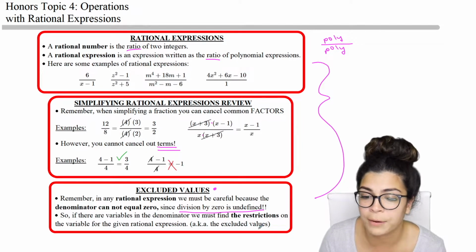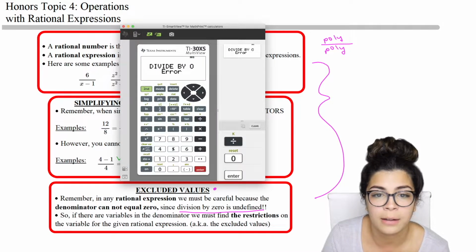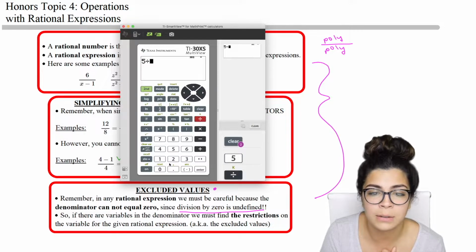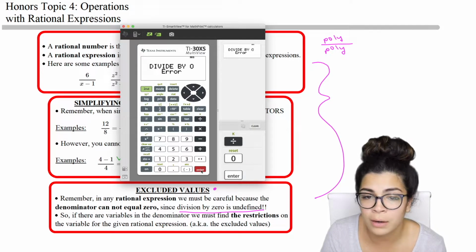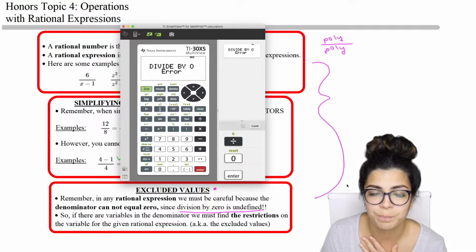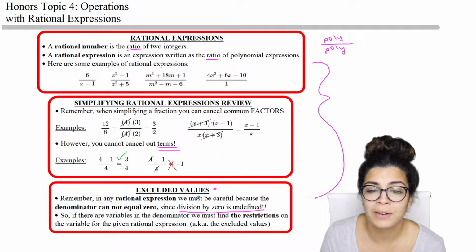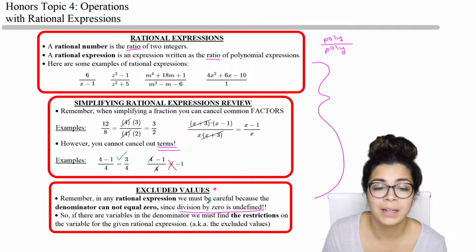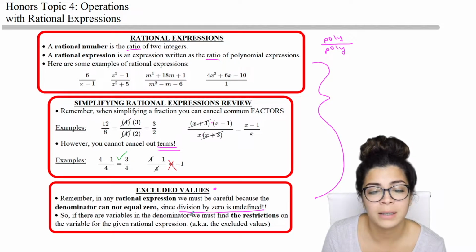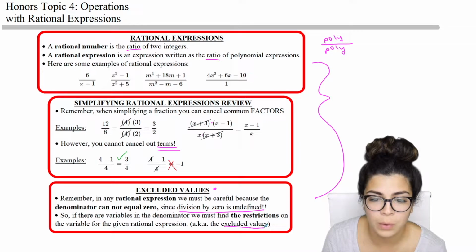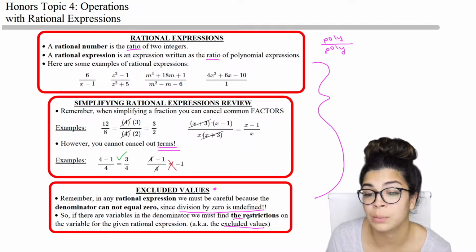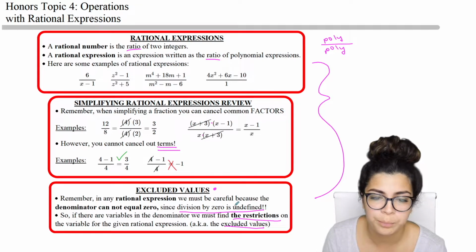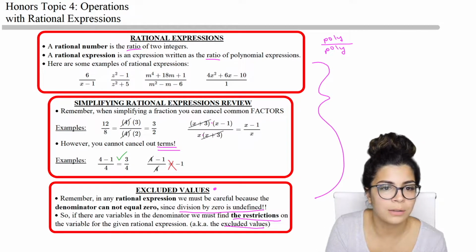in math, right? If I try, for example, if I take 5 and I divide it by 0, I get an error, right? You can't divide by 0. So whatever value for the variable would make the denominator 0, that is the excluded value. Or another way to say that is the restriction. There's a restriction there because it cannot be, right? So let's go in and try an example.